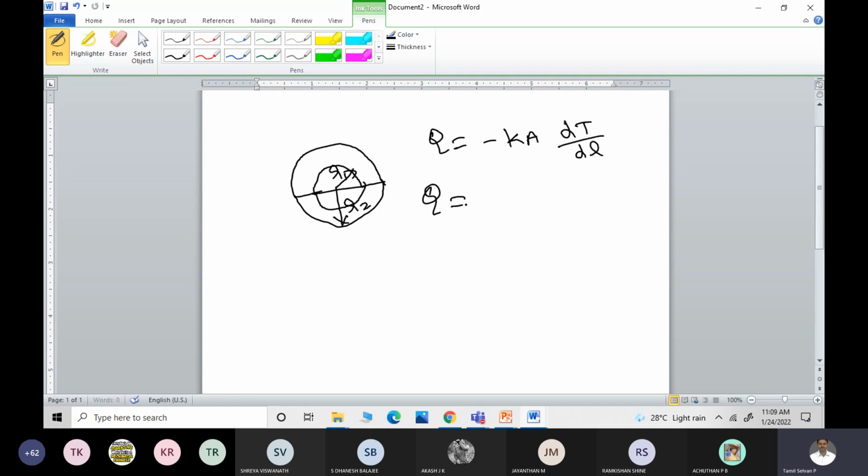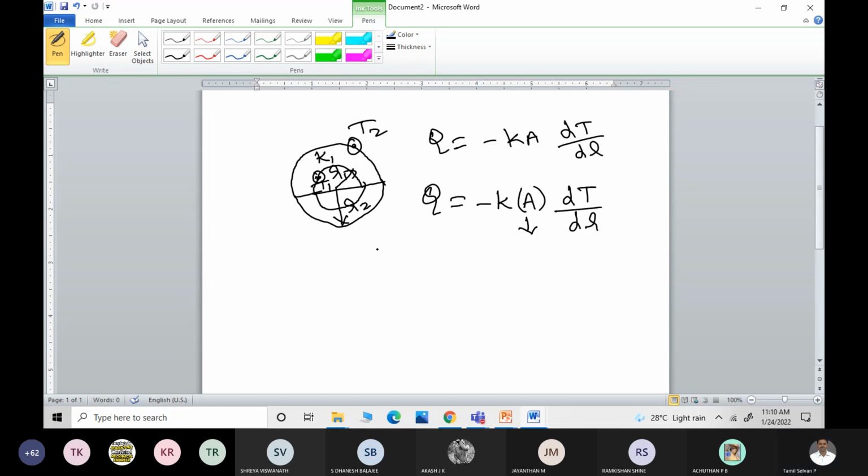Now Q equals minus k into area. What is this area? Anybody? Assume that the inner sphere is at temperature T1 and the outer sphere is at temperature T2. Purely talking about conduction, the inner sphere is at temperature T1 and the outer sphere is at temperature T2. Let k be the thermal conductivity of the material.